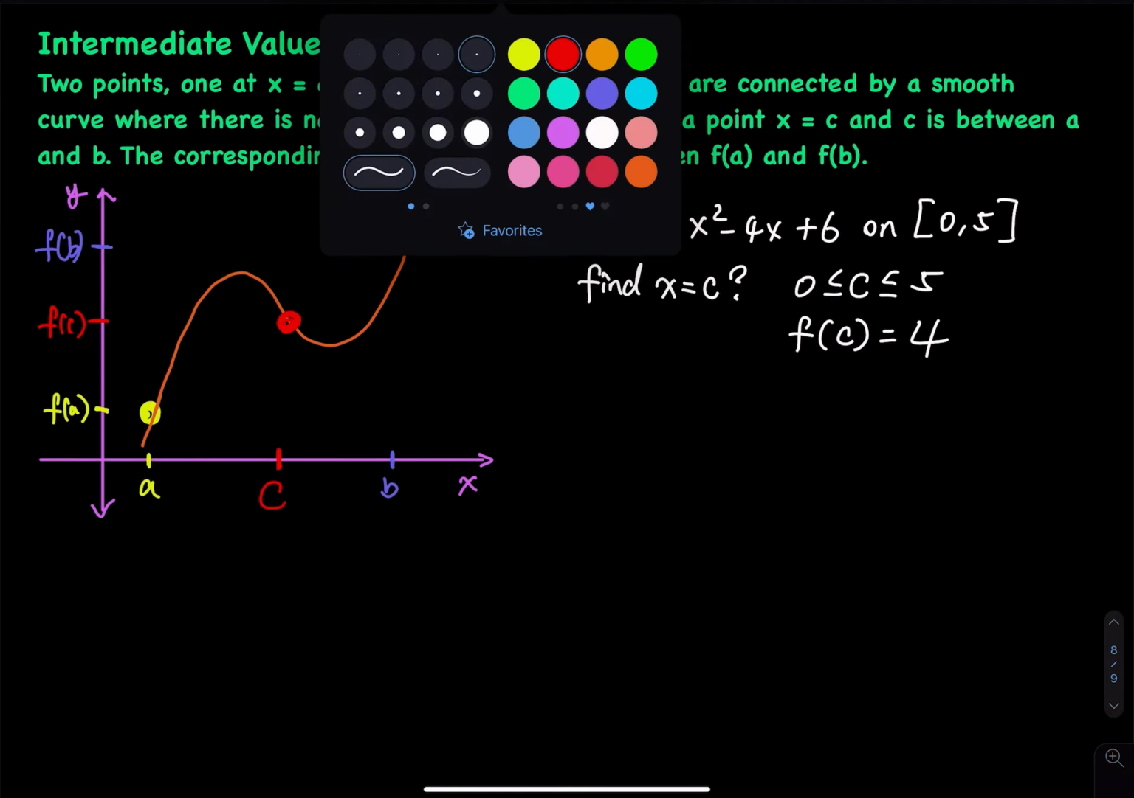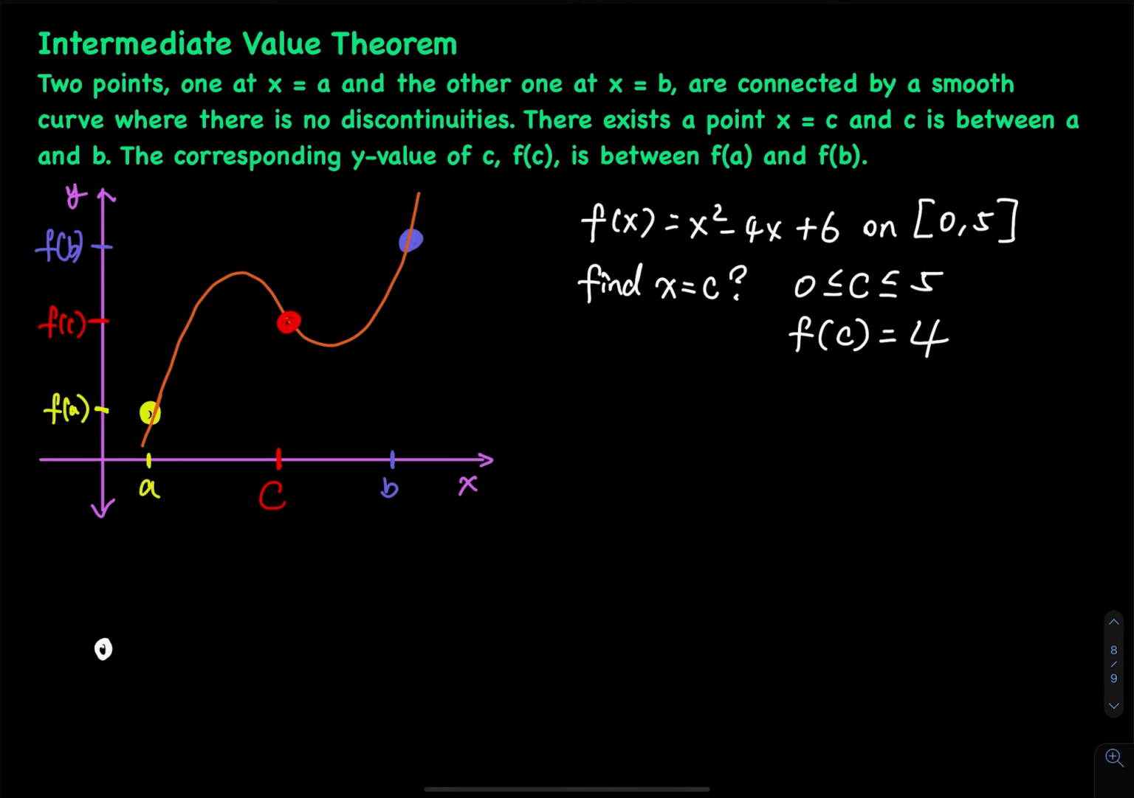Maybe I should draw a new graph for you. So we have a point at a, and then we have another point at b. We are going to draw a smooth curve. That means there is no vertical asymptote. There is no removable or non-removable discontinuity. So we draw a curve. It doesn't matter what the curve looks like. And then between a and b, I can just grab a point and let that be x equals c, such that the c value is between f of a and f of b. Right?